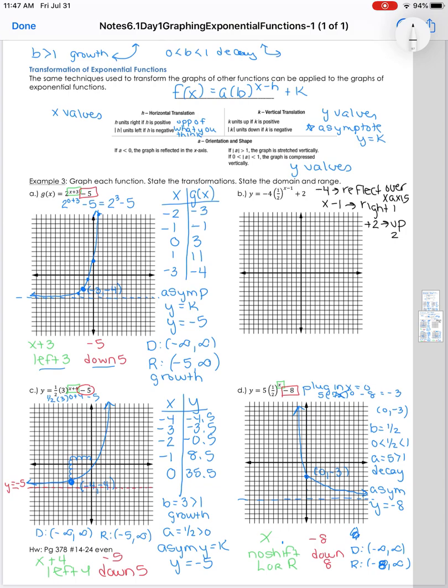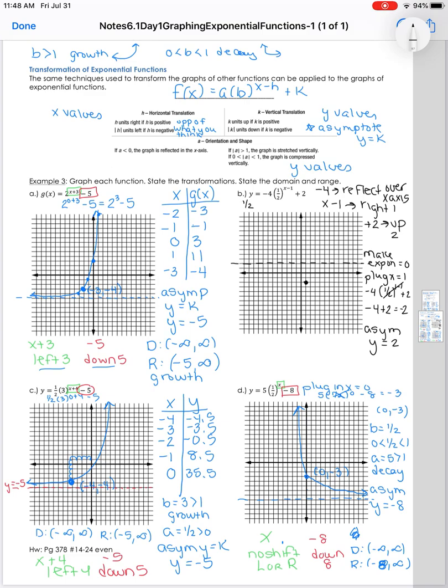And if I wanted to find a specific point there, what I could do is make that exponent equal to 0. So I'm going to plug in x equals 1. If I do that, I get -4 times (1/2) to the 1 minus 1, plus 2. Well, this exponent is 0, so that's just 1, and -4 plus 2 gets me -2. So I have the point (1, -2). My asymptote is y equals k, which is y equals 2. So I'm going to come up here, y equals 2, and draw my asymptote.